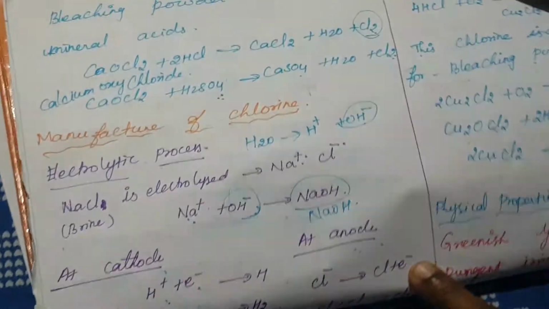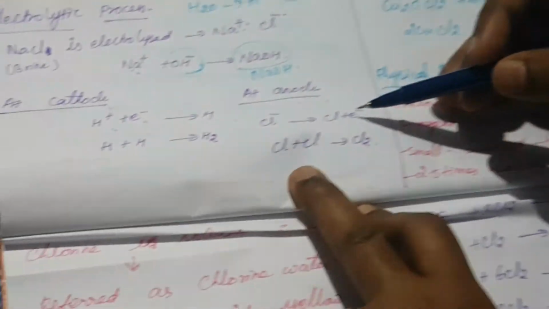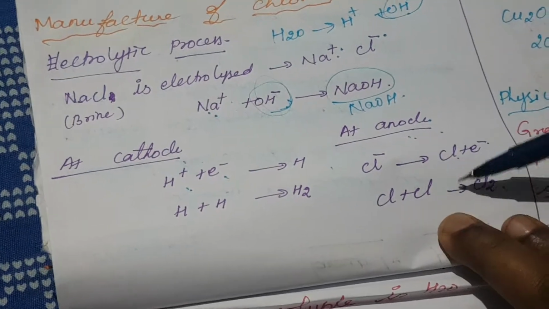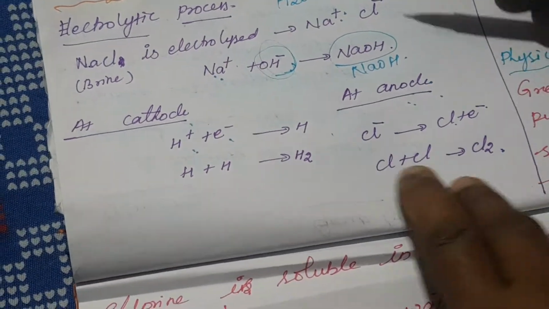Another one is at the anode. At the anode, Cl minus ion liberates by removal of one electron to form Cl, and again two Cl combine to form chlorine. This is the electrolytic process.